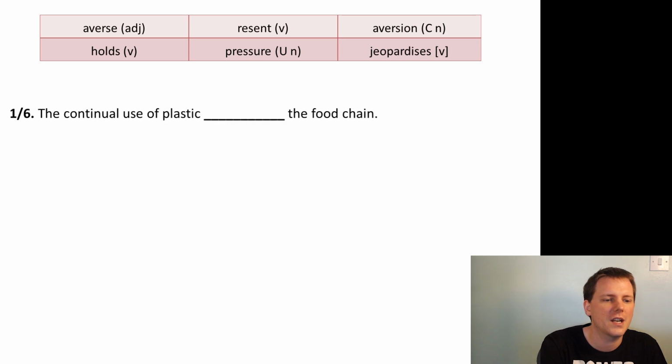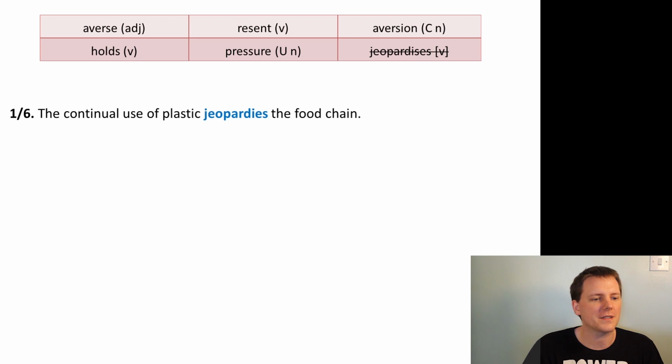So this is the first sentence. The continual use of plastic, something, the food chain. So pause the video, choose one of the words to complete the sentence. Okay, let's have a look then. Jeopardizes. The continual use of plastic jeopardizes the food chain. So okay, what kind of topic are we dealing with here then? Well, food chain, plastic, pollution and environment, I think we can say. Plastic jeopardizes the food chain. It puts the food chain at risk. It threatens it. That's how you can use jeopardizes.